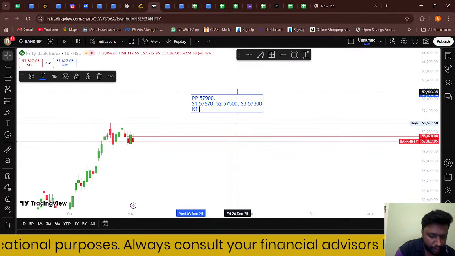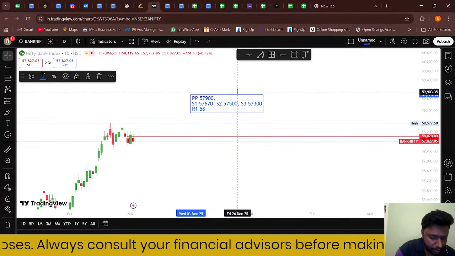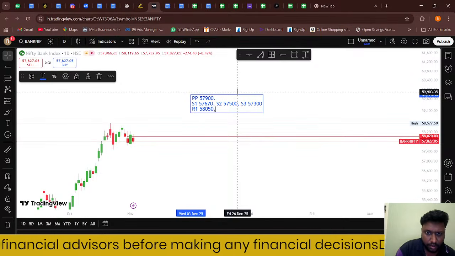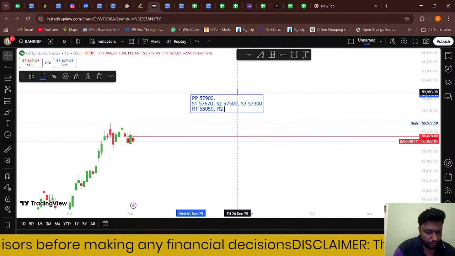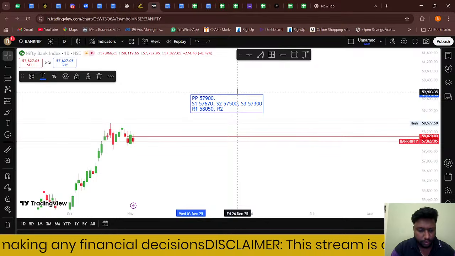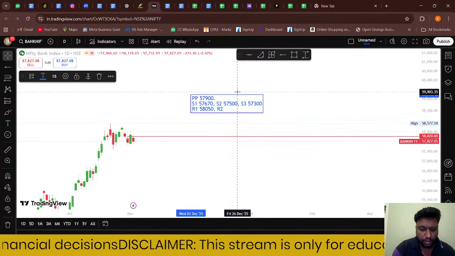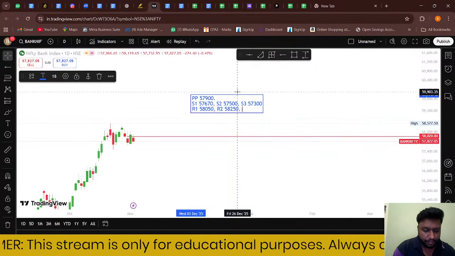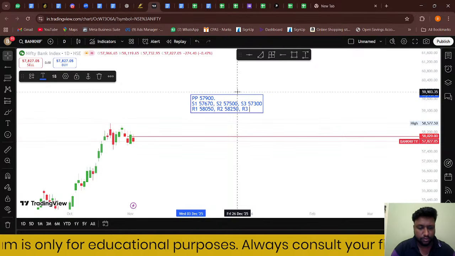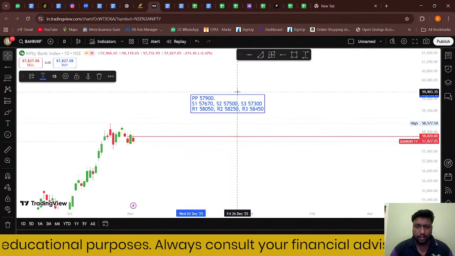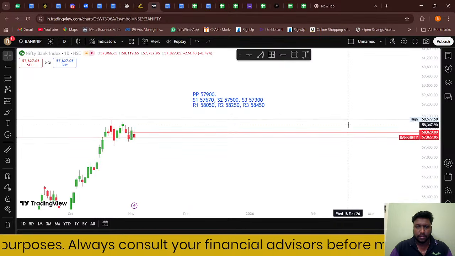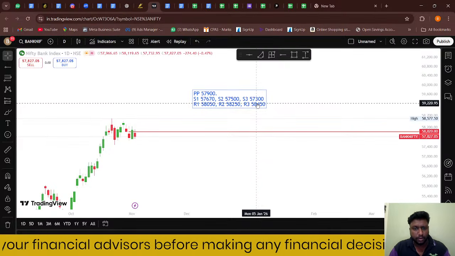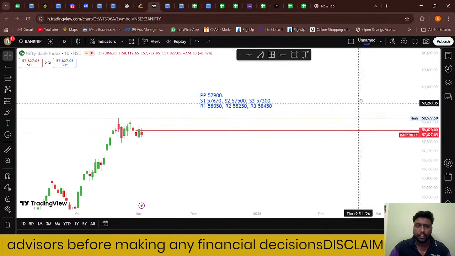Resistance 1 is at 58,050, and resistance 2 will be at 58,250 range. R3 you can consider as 58,450. So these are the three supports and resistances with respect to today's pivot point, which is at 57,900.